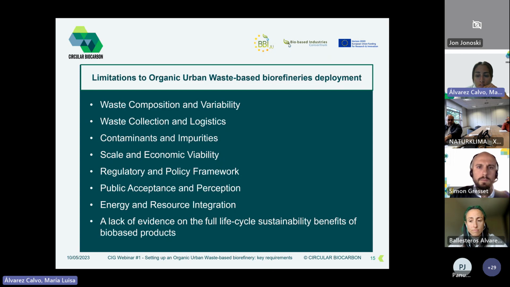So addressing all of these limitations requires a multidisciplinary approach involving technological advancement, policy supports, and effective stakeholder collaboration. Overcoming these challenges can help unlock the full potential of organic waste-based biorefineries and contribute to sustainable waste management and resource recovery.